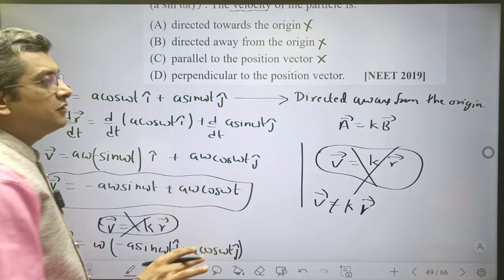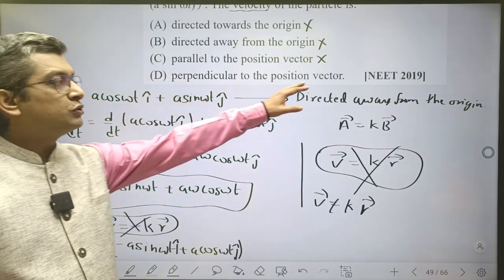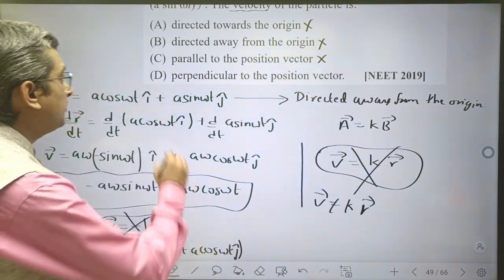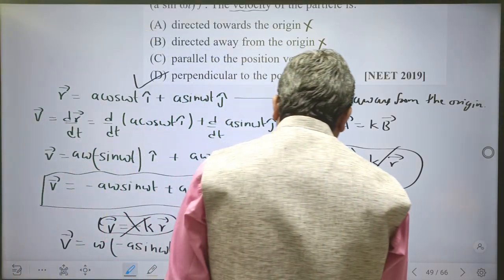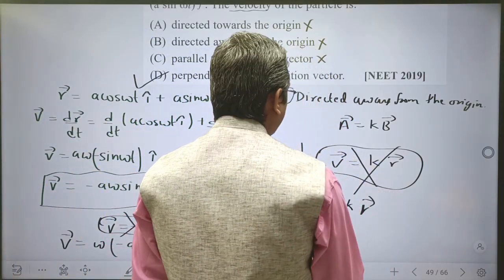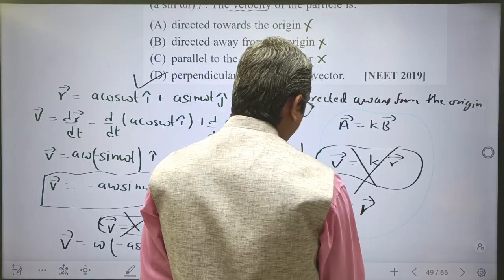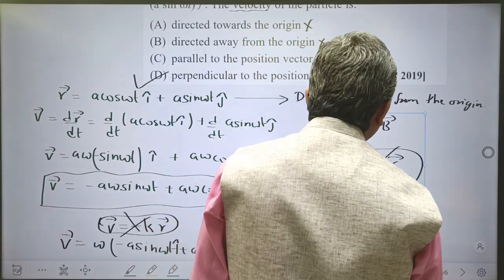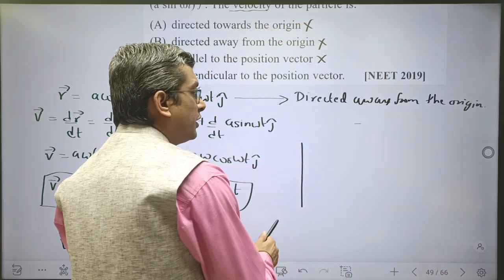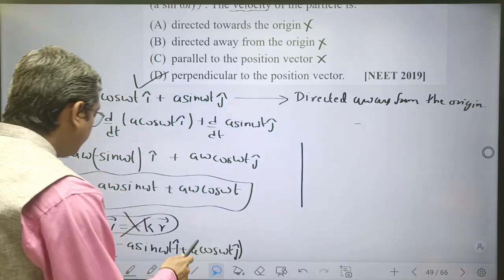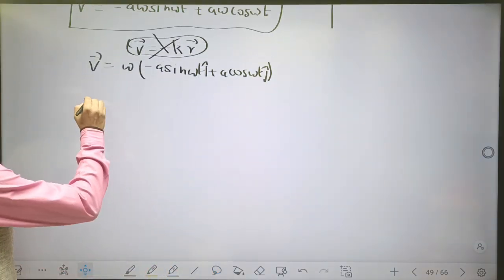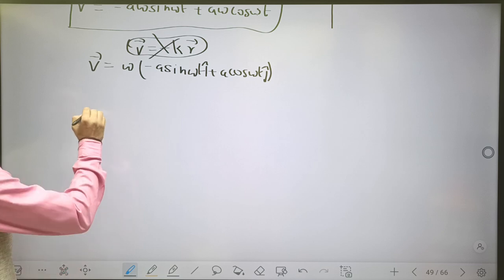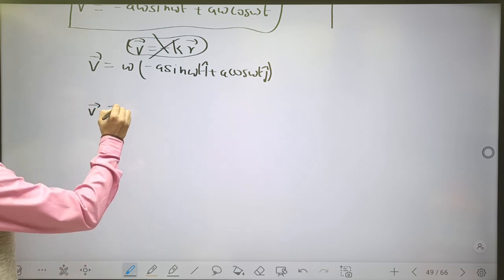So the one option that remains is that it is perpendicular to the position vector. So this option may be the right answer, but let us check whether it is right or not, isn't it? So how can we check that two vectors are perpendicular to each other? Take the dot product. If the dot product is 0, then we can say that the two vectors are perpendicular to each other. So I am finding here v dot r vector.